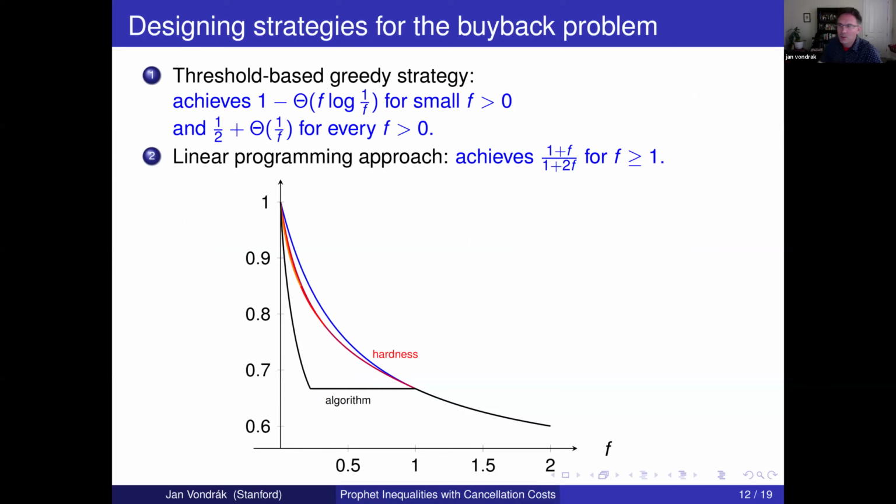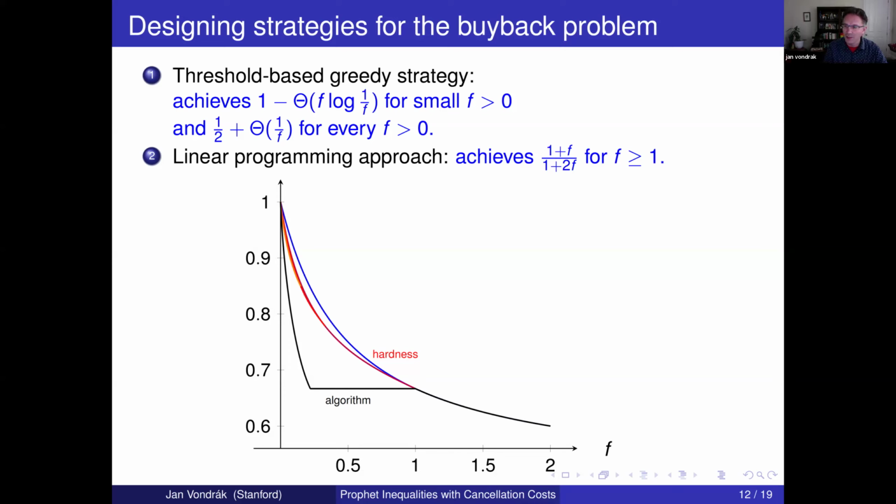We have 2 algorithms which work well in the 2 different regimes that I mentioned. When f is small, we are using a very natural threshold-based strategy, which I will describe next. And this gives the result that I mentioned, 1 minus f log 1 over f. It also works relatively well for large f. It gives some improvement over 1/2, but it's not the optimal answer for sure.